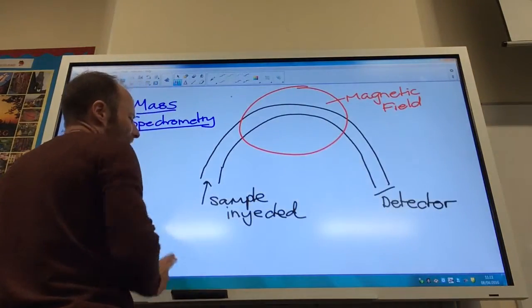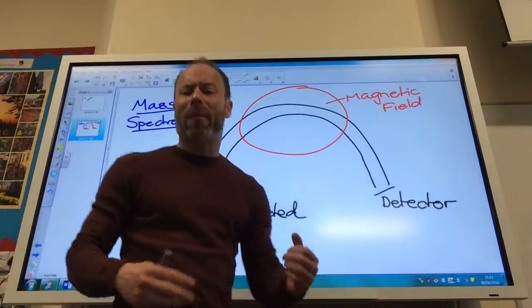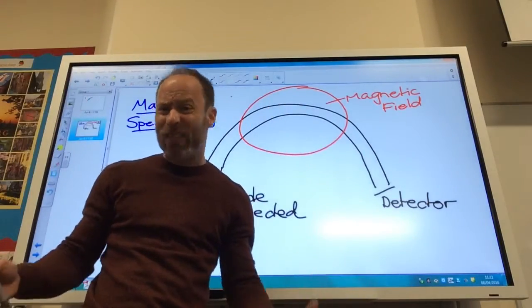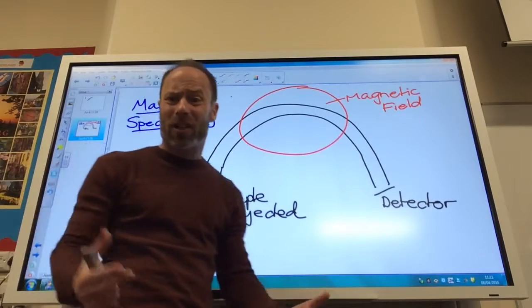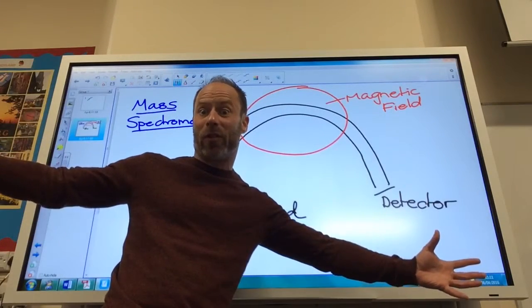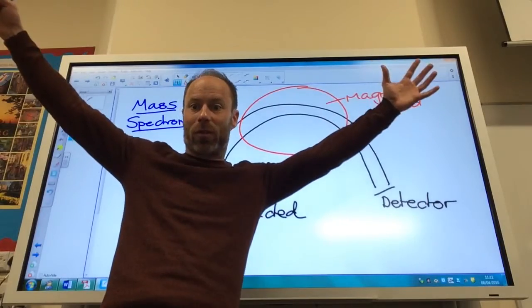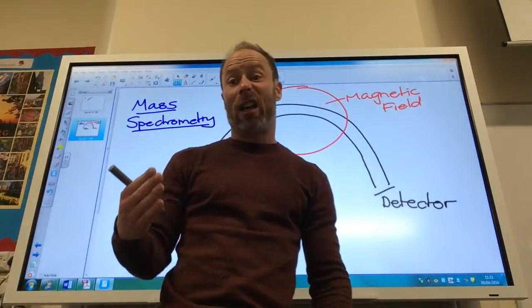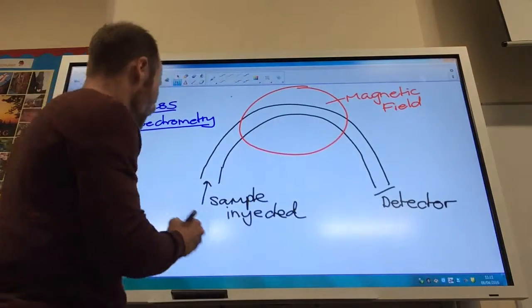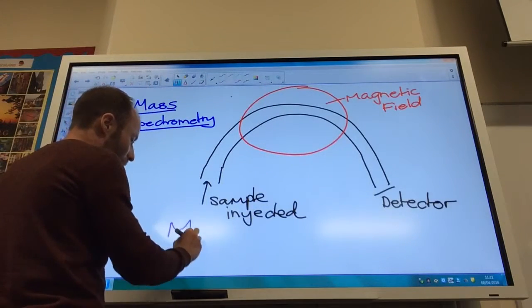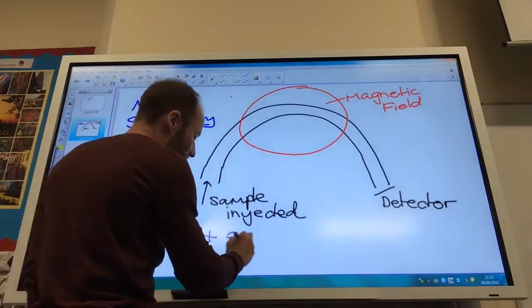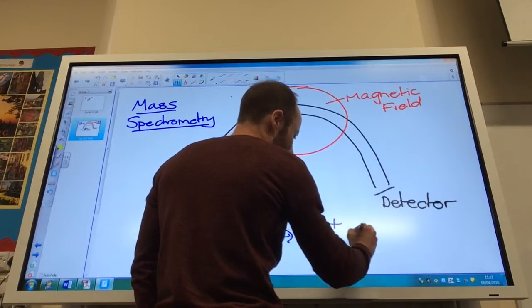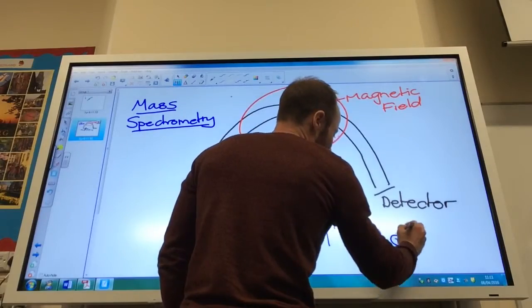First of all, we inject the sample. Remember, the whole of the mass spectrometer is in a vacuum, so these are really harsh conditions. I inject my sample and it gets vaporized first of all, so all the organic molecules are vaporized all on their own. I then fire an electron at it. So if I've got some molecule M, I fire an electron at it. That gives me M plus, and an electron.